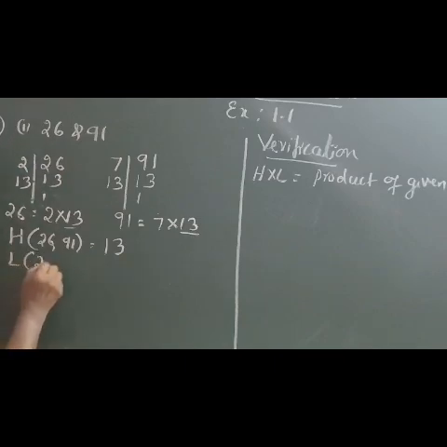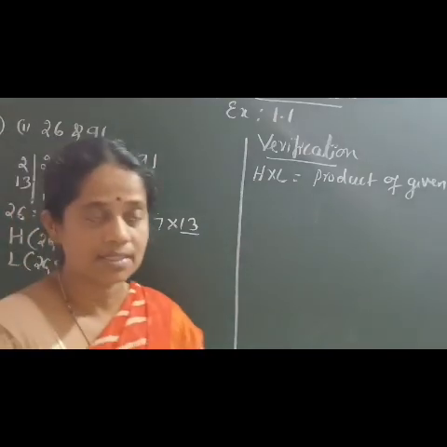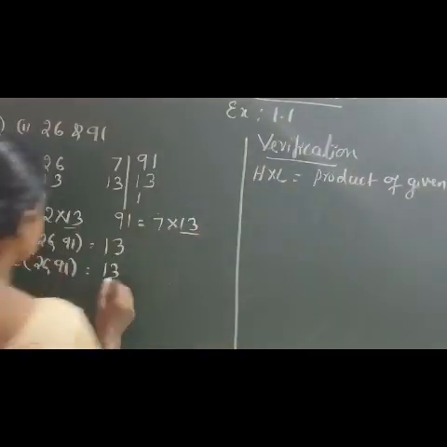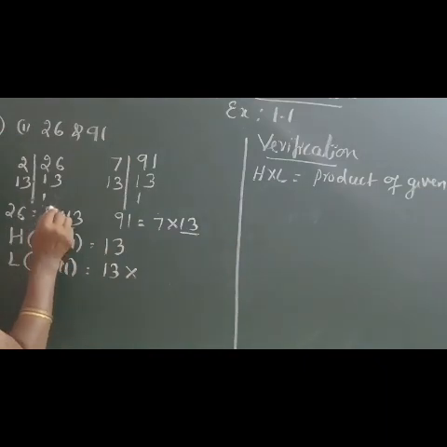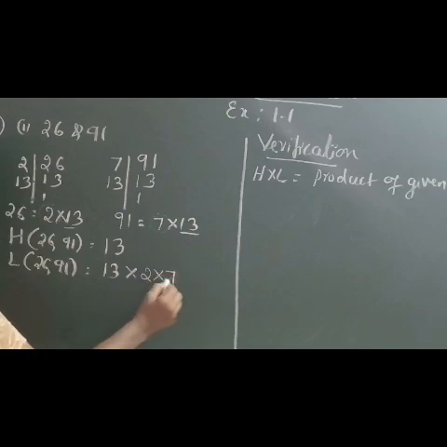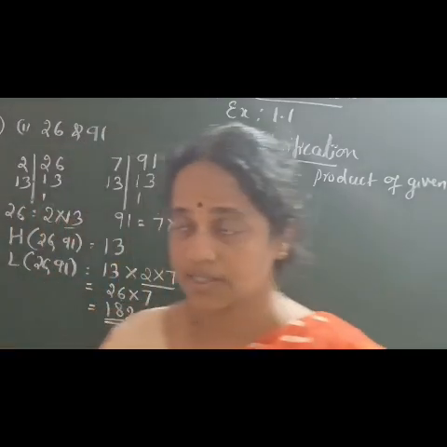What is LCM? LCM, how to take here? First write down the common factor. Okay? See, the LCM of 26 and 91 is 13 into remaining factors. What are the remaining here? 2 and 7 are the remaining factors. So these two are the uncommon factors. 13 is the common factor. Do multiply. 13 2s are 26 into 7. 7 6s are 42, 4 carry, 182. The LCM of these two numbers is 182.